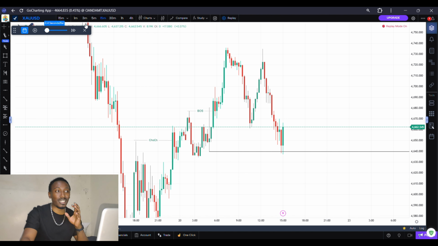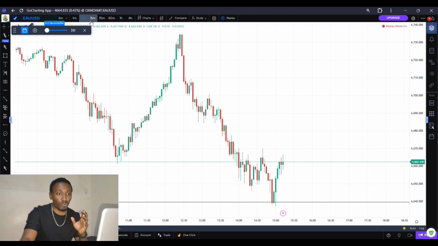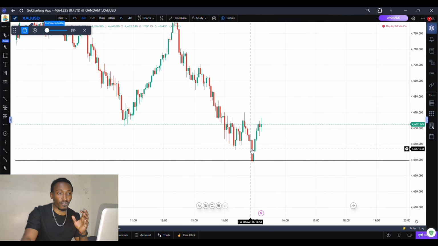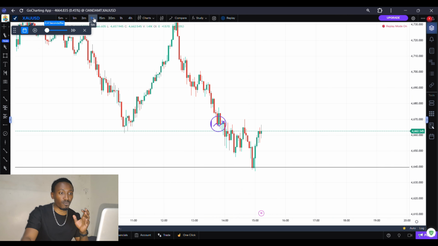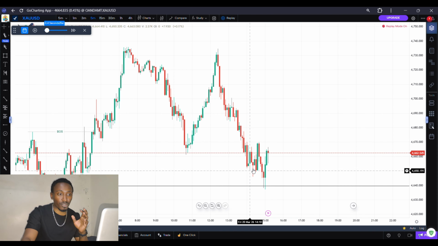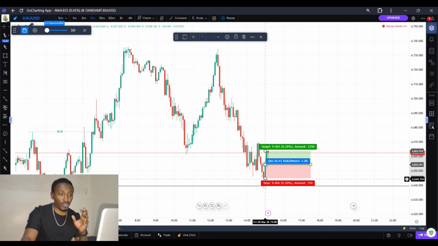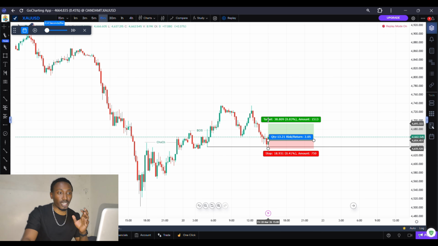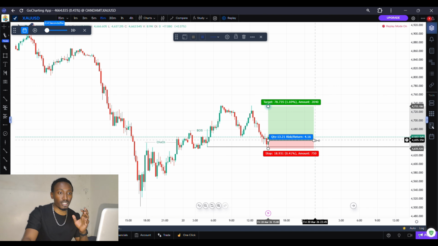This is where I scale into the 5-minute or 3-minute time frame. When we went to 3-minute, we couldn't find any bullish engulfing candle, as you can see. But what of the 5-minute? Boom. The 5-minute had the bullish engulfing candle. This is where I got my entry. I got my entry from here, stop loss just slightly below, and targeting the 15-minute high. So this is our TP.